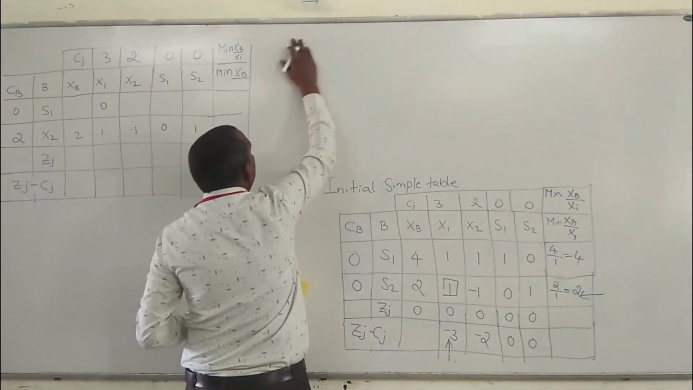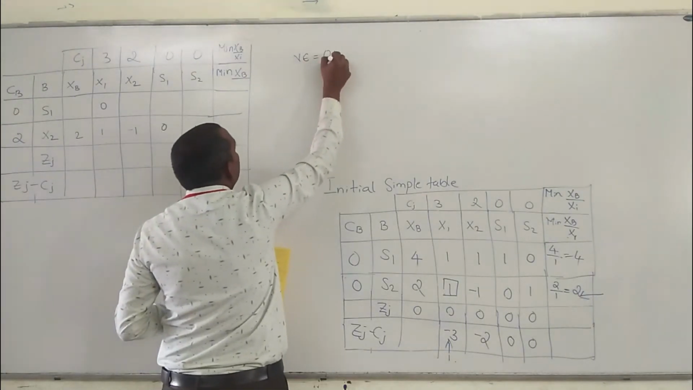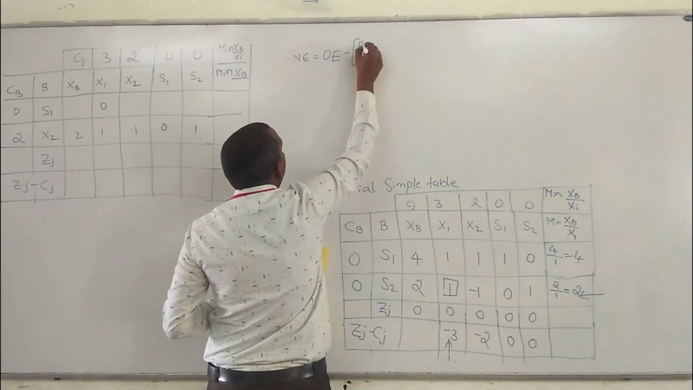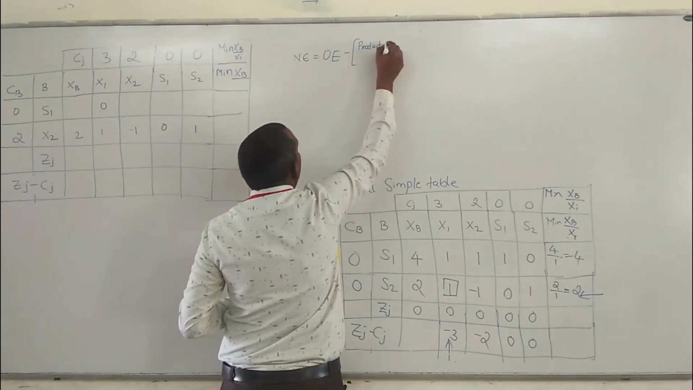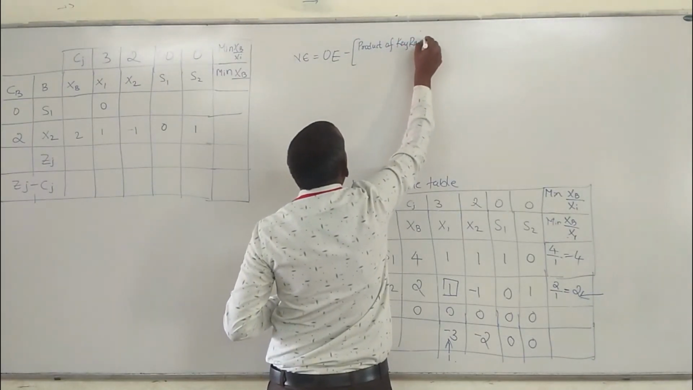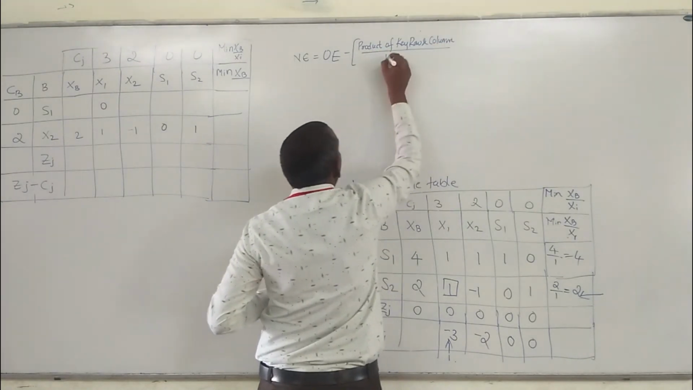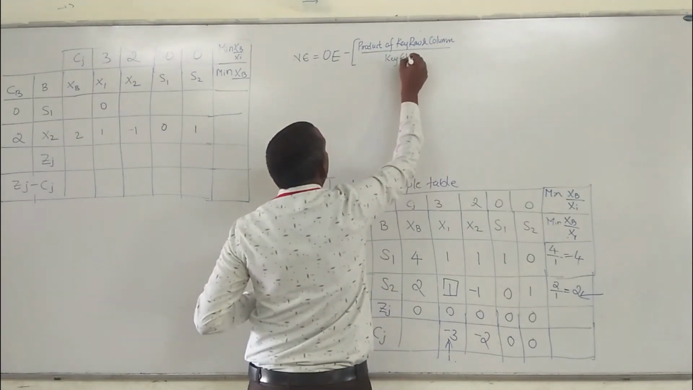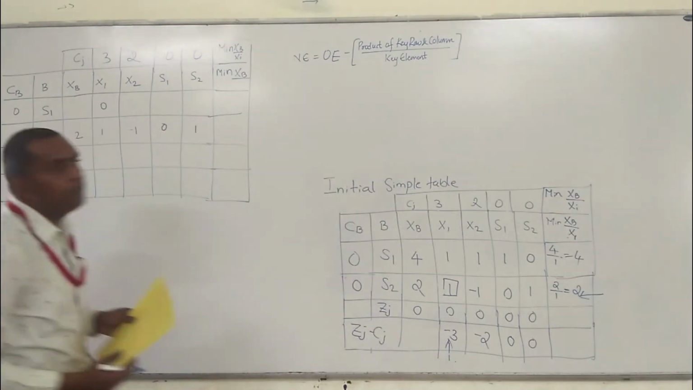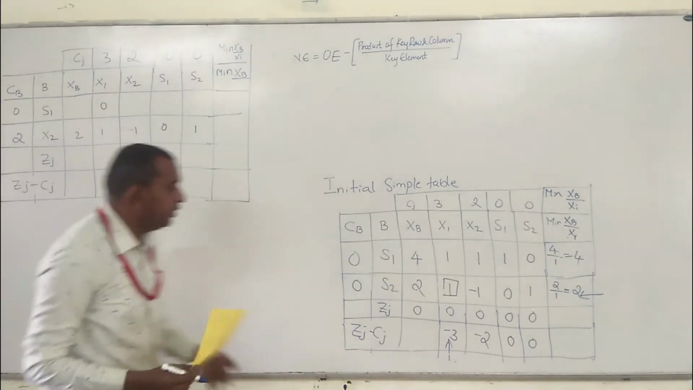To find a new element, what is the formula? The formula is: new element equals old element minus the product of key row and column, divided by key element. Fine. This is the formula. So how to find this value? How to find this value?